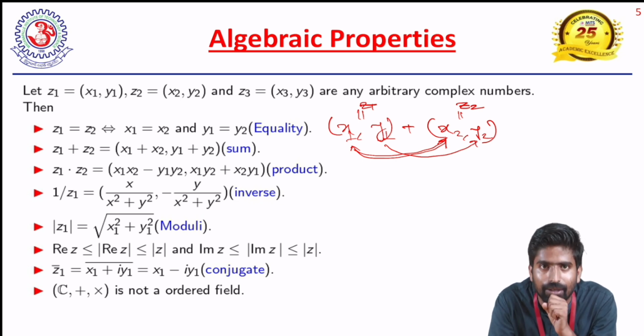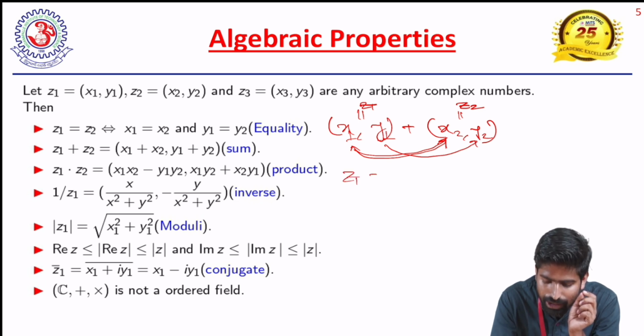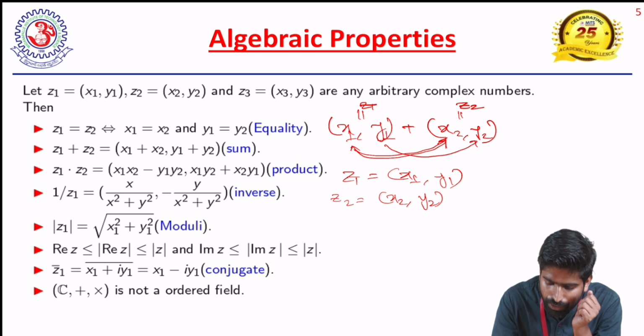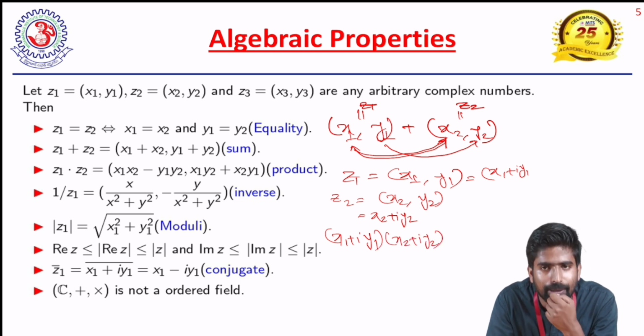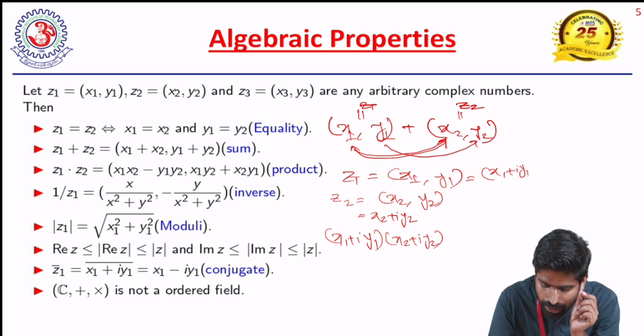Now the product has a little bit of a tricky idea here. Imagine z1 is a complex number which is represented by x1 comma y1. z2 is again a complex number which is represented by x2 comma y2. You can also say that z1 is x1 plus i y1, and z2 is x2 plus i y2. If you multiply them, x1 plus i y1 and x2 plus i y2, you have to go with the simple distributive property.